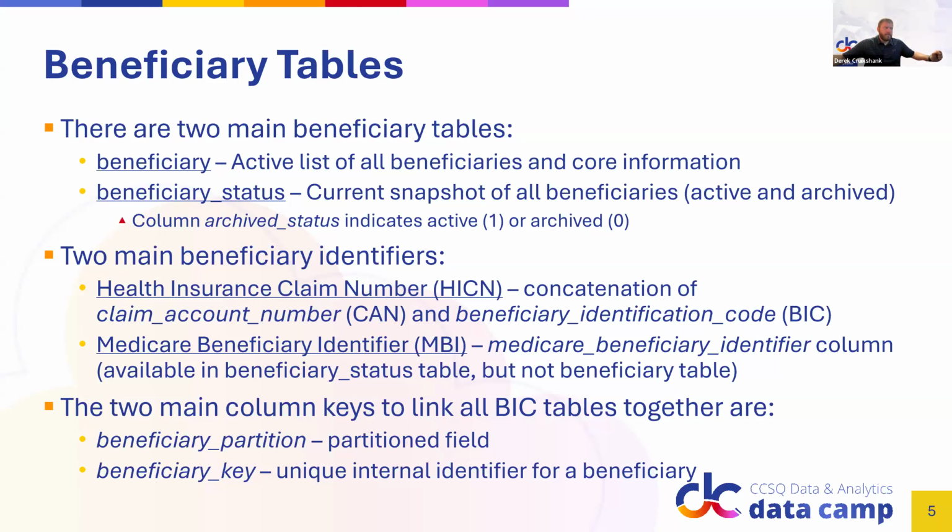That was changed, I believe, around 2018, 2019, where CMS rolled out the Medicare Beneficiary Identifier, or MBI. And this, like I said, is available within the beneficiary status table and not the beneficiary table. The main thing to know about the BIC tables is that there are two fields that are column keys that should be utilized whenever you're linking tables together. And that is going to be your beneficiary partition field, as well as the beneficiary key, which is a unique internal identifier.